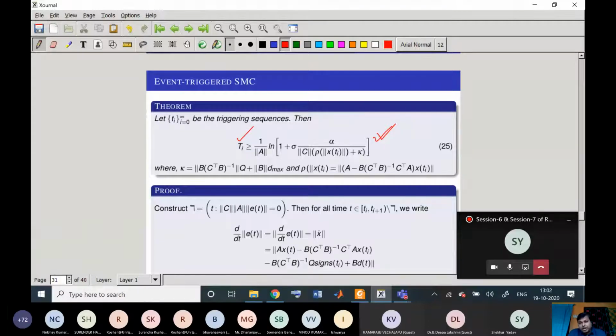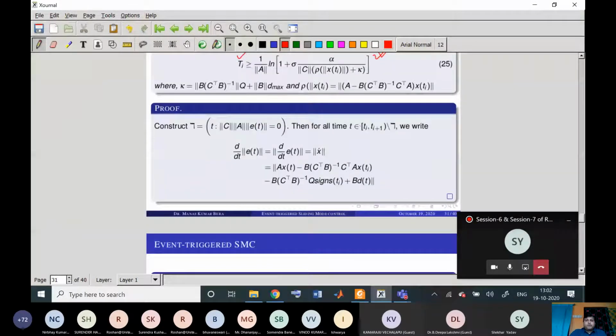What is the Zeno phenomenon? Here we are doing the sampling not based on time, it is based on events. So it can happen that in a finite duration of time, an infinite number of events may be generated. To avoid that, we always have to guarantee that the inter-event execution time will be bounded by a positive value.